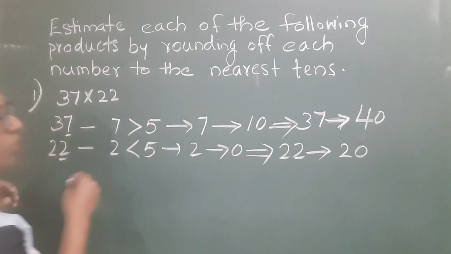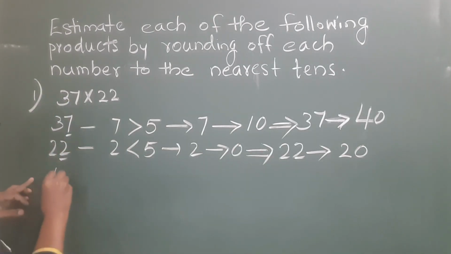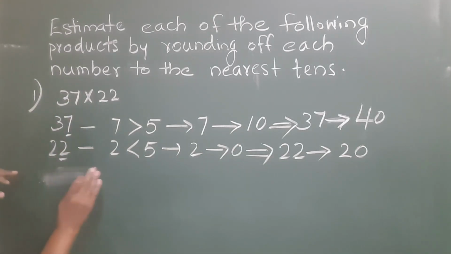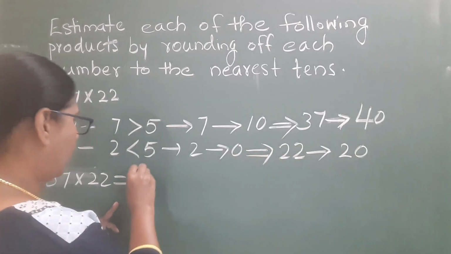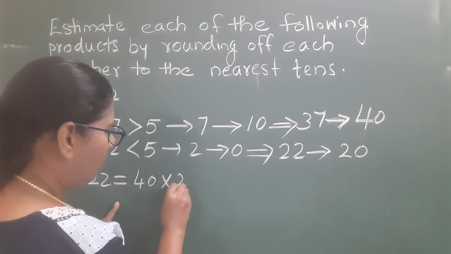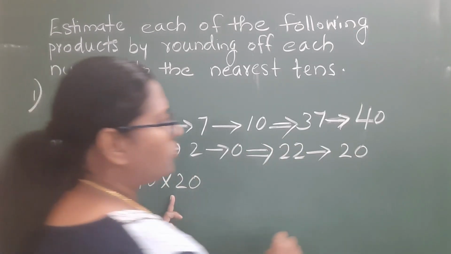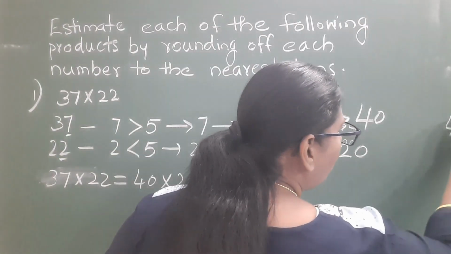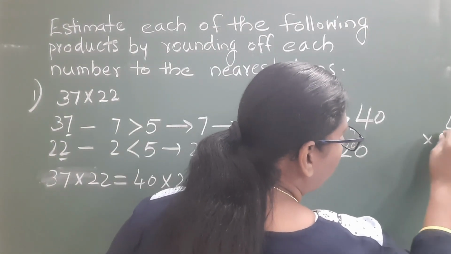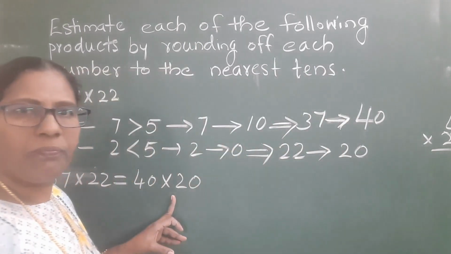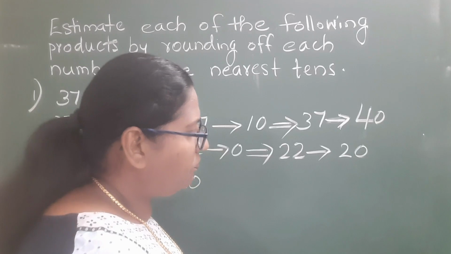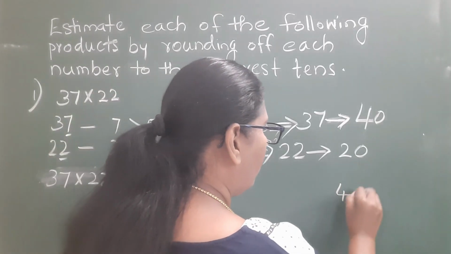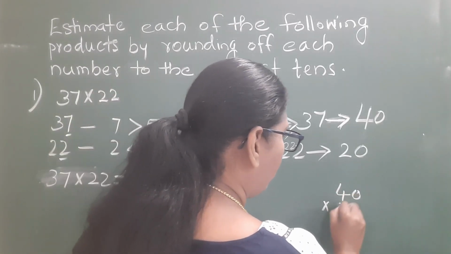With that we have to do the multiplication. That means we have to write first 37 into 22 is equal to 40 into 20. So 40 into 20 we have to multiply. Here I will write 40 into 20.